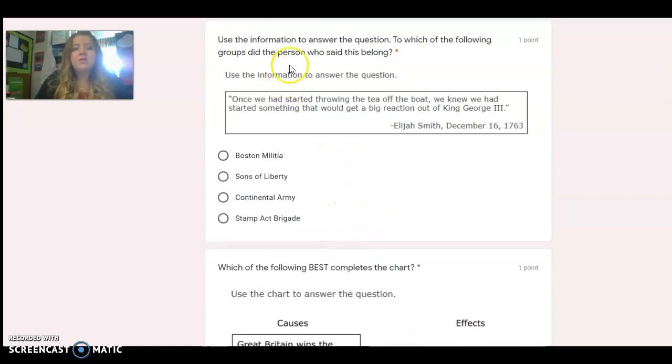The next one, use the information to answer the question. To which of the following groups did the person who said this belong? Once we had started throwing tea off the boat, we knew we had started something that would get a big reaction out of King George III. Was that person a Boston militia? The Sons of Liberty, the Continental Army, or the Stamp Act Brigade?